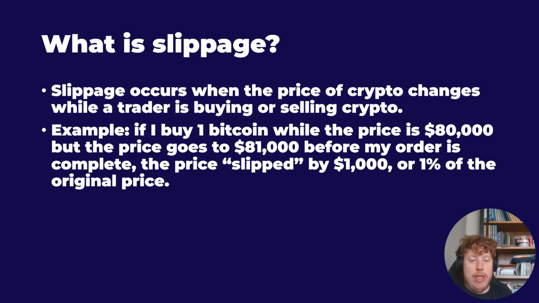What is slippage? Slippage occurs when the price of crypto changes while a trader is buying or selling crypto. For example, if I buy 1 Bitcoin while the price is $80,000, but the price goes to $81,000 before my order is complete, the price slipped by $1,000 or 1% of the original price.